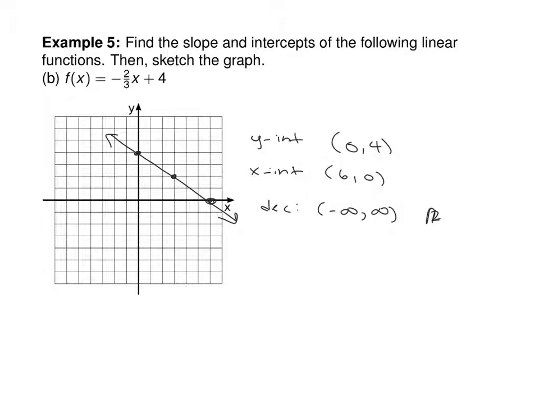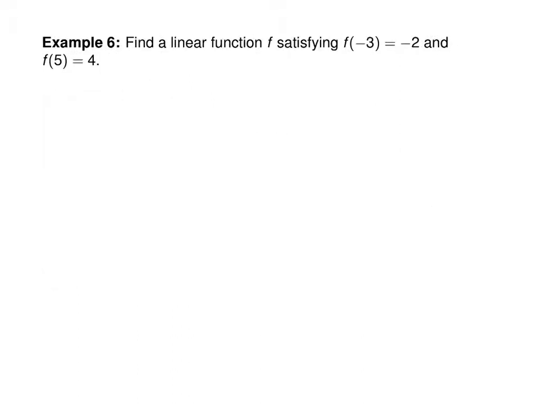Okay, example 6. This is a tricky way of giving you ordered pairs. A little bit tricky. So find a linear function that satisfies f of -3 equals -2 and f of 5 equals 4. So the number inside the f, is that the x or is that the y? That's the x. So you have one point that is -3, -2, another point that is 5, 4. And so if you have 2 points and it says it's linear, that means that you have a slope and an intercept, right?